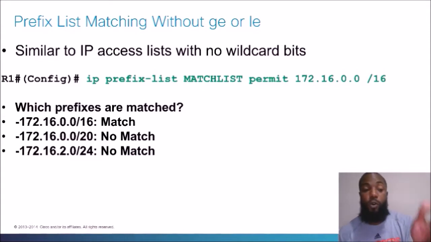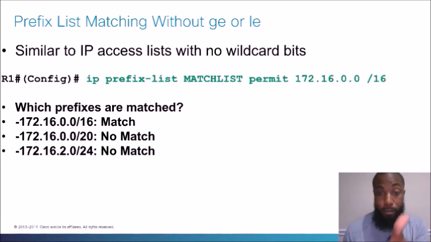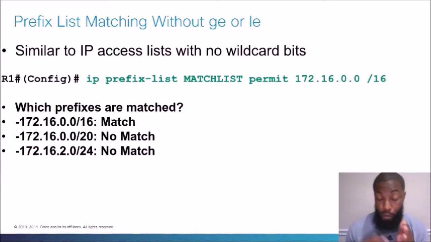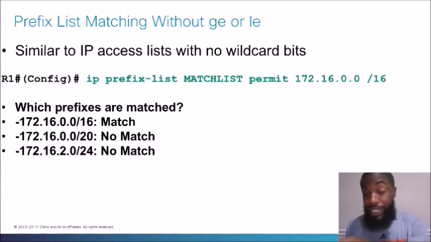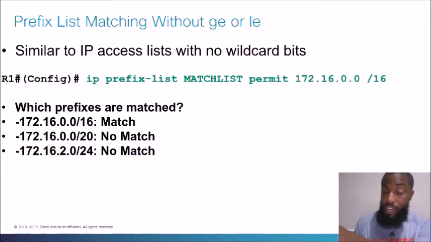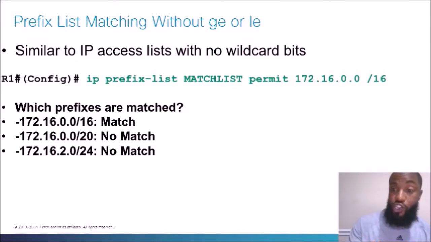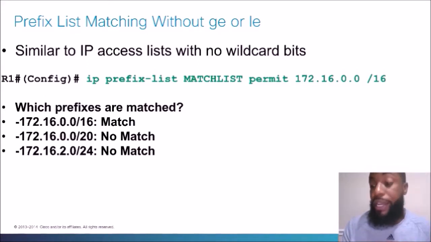So you go into config mode, type in ip prefix-list. You name the list, in this case, match list. That was creative. And then permit, and then you put down which subnet you want to permit. In this case, 172.16.0.0 and then the subnet mask in CIDR notation. Looking at this prefix list definition, it's asking which prefixes are matched. The first one, 172.16/16, is a match because that's the exact subnet we're going to allow. That permit tells you that's what we're allowing.